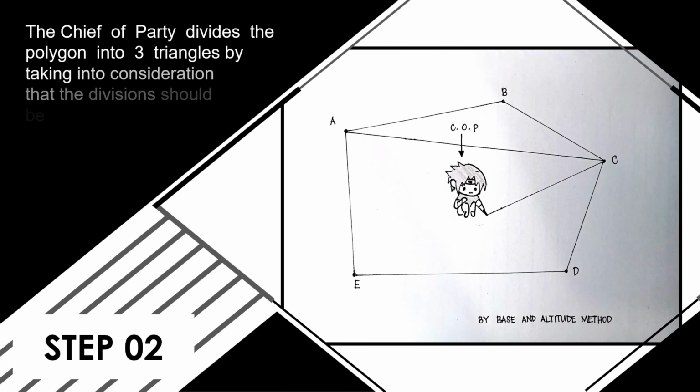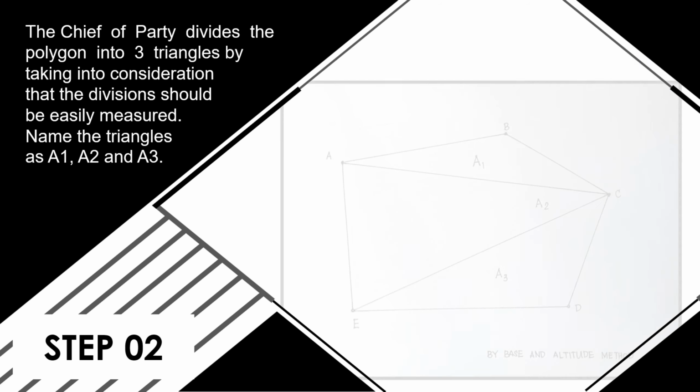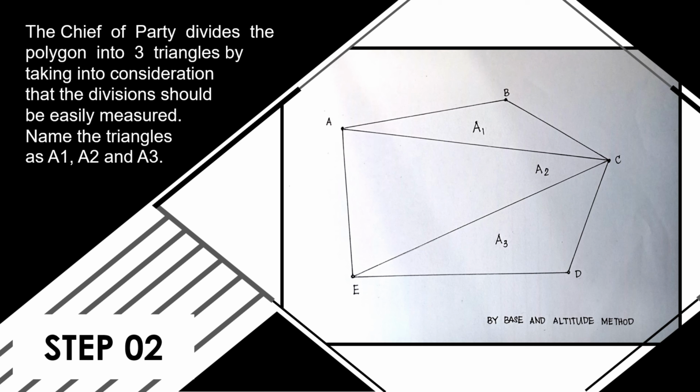Step 2. The chief of party divides the polygon into 3 triangles by taking into consideration that the divisions should be easily measured. Name the triangles as A1, A2, and A3.